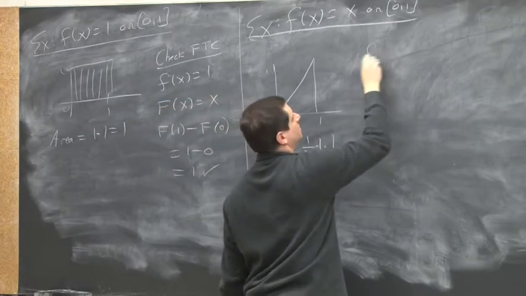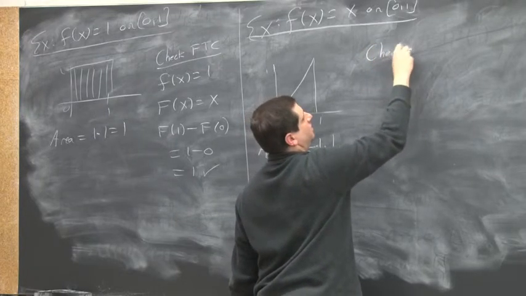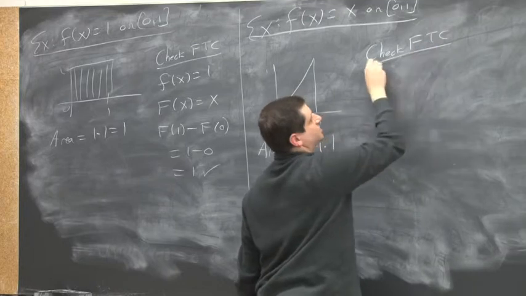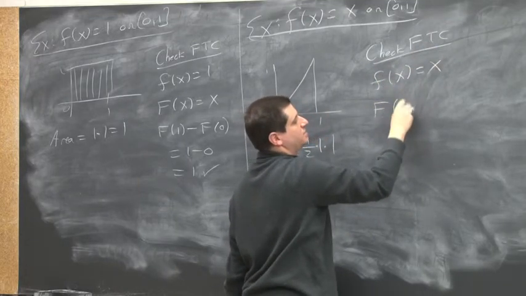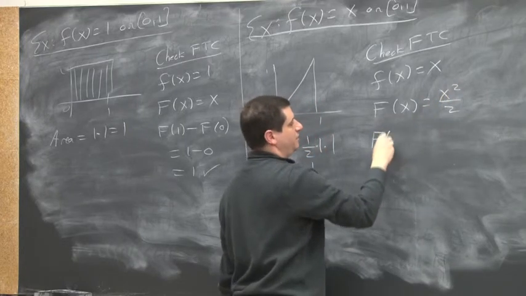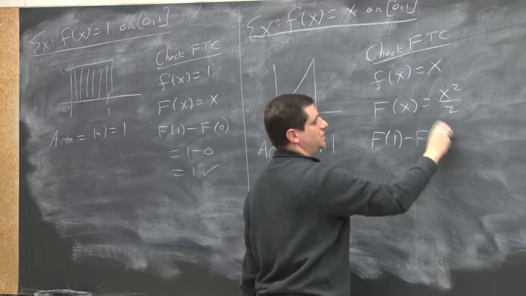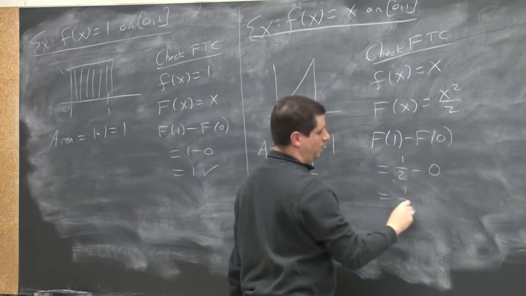All right. So here, let's check the fundamental theorem of calculus. So we get f of x is x. Big F of x is x squared over 2. Big F of 1 minus big F of 0, 1/2 minus 0, is 1/2.